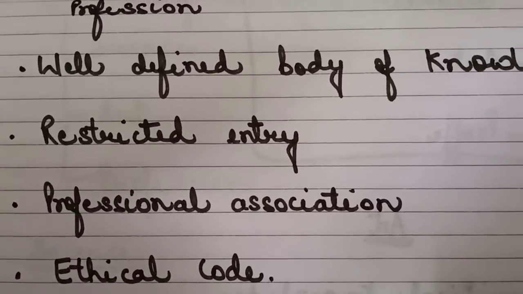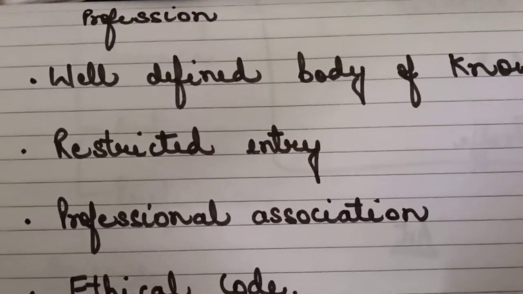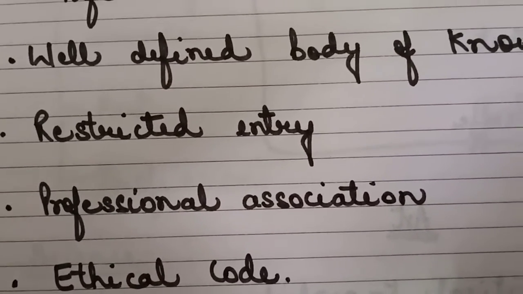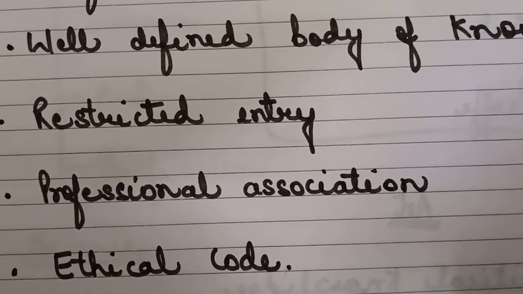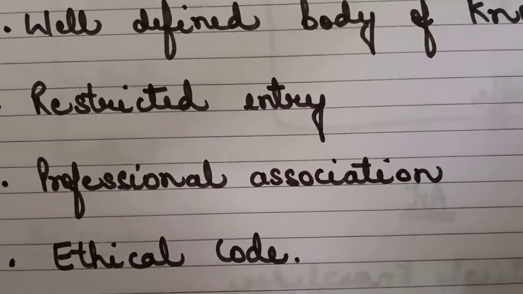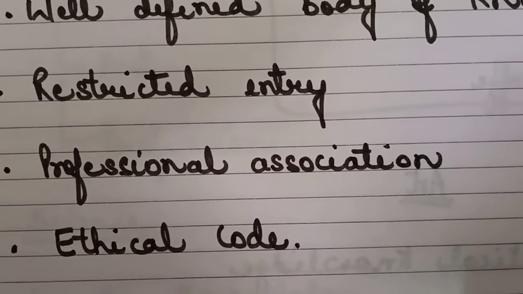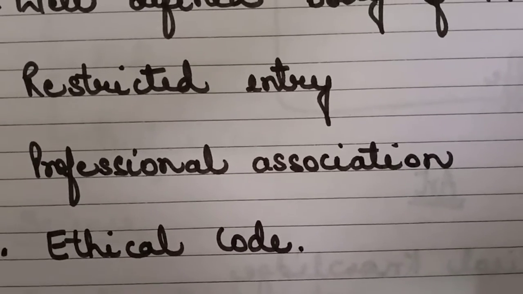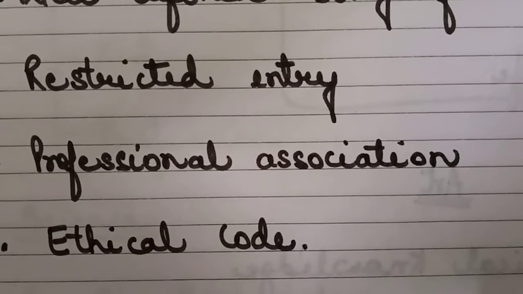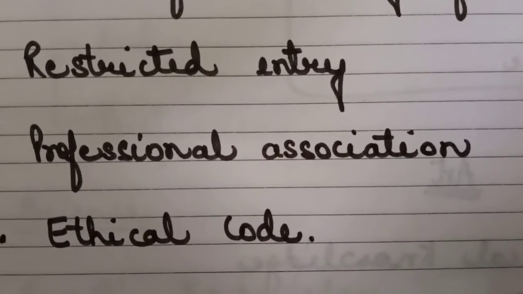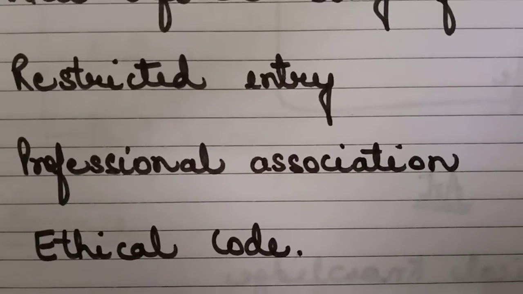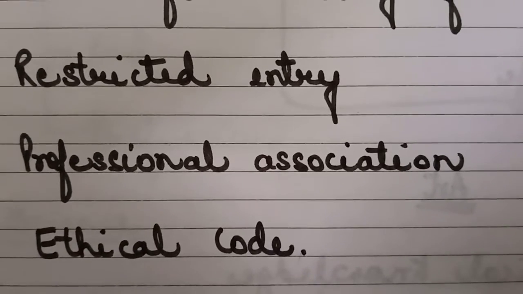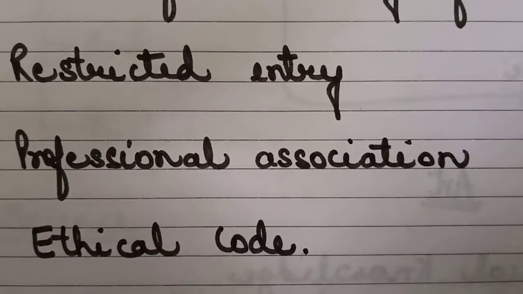The third feature of profession, which is found in management also, is professional association. And this means for all the professions, there are certain special associations which are established, and every professional has to get himself or herself registered with his association before they practice their profession. For example, doctors have to get themselves registered with Medical Council of India, lawyers with Bar Council of India, CAs with ICAI, right?